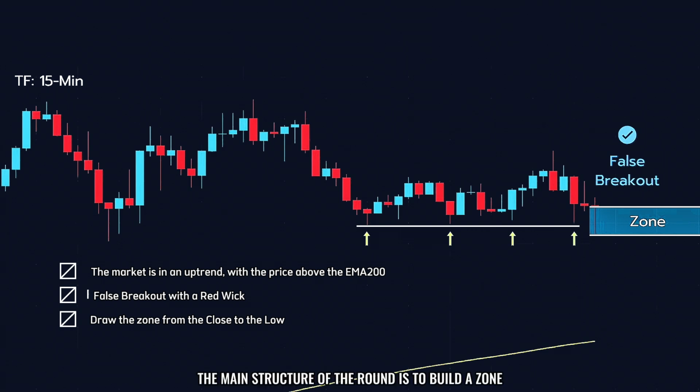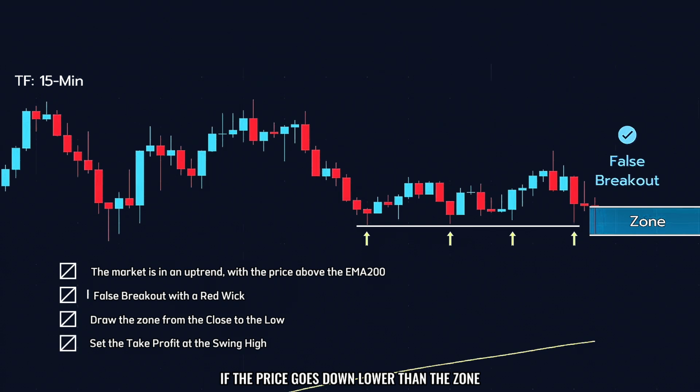Next, we will make a zone. The main structure of the zone is to build it from the low point to the close point of this candle, which in this area is this white line. In this area, we have a zone. This zone is very important. If the price goes lower than the zone, most of us will not trade. But if the price goes up, we will trade. It is a trade according to the main trend.